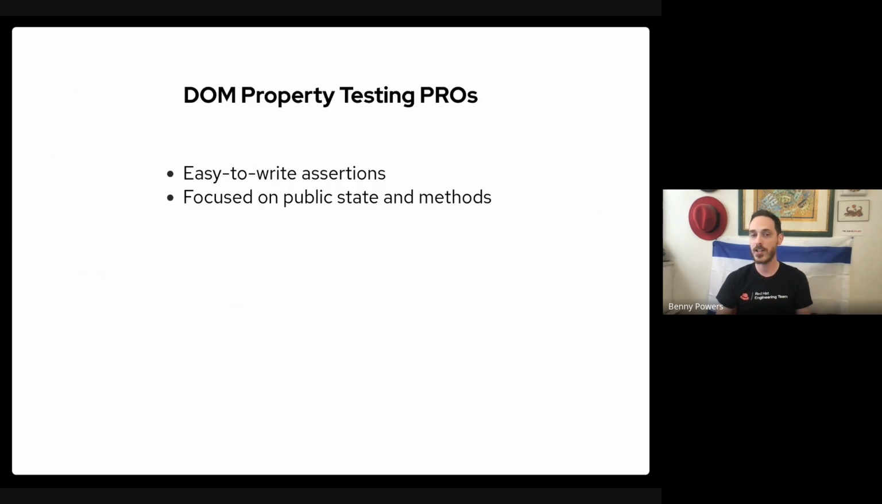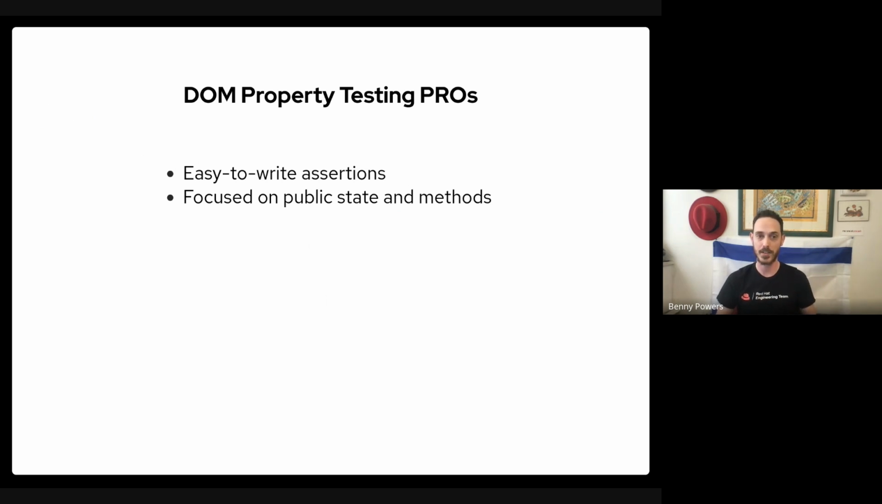Okay. The advantage of this kind of testing is that the assertions are very easy to write. I call the method, card.open or whatever, and then I assert that card.expanded is true. Easy peasy. And it also corresponds directly to the public state and methods that are available on your components, right? So this kind of testing, this kind of unit testing remains very helpful.